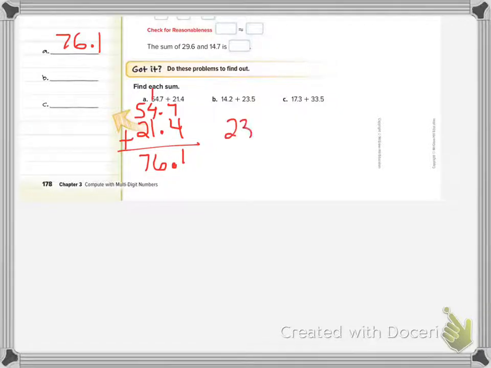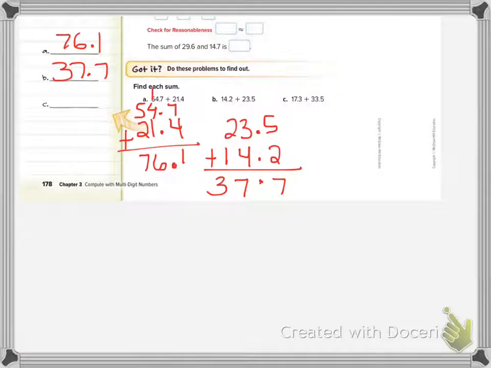B, we have 23.5, and it doesn't matter if you put the big number on top or on bottom. We're adding, so it's not going to change your answer. Bring down our decimal right away so we don't forget. 5 plus 2, 7. 4 plus 3, 7. 2 plus 1, 3. We should have an answer of 37.7.